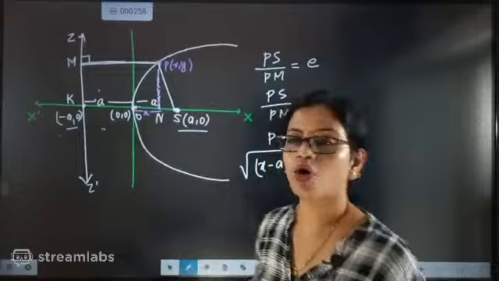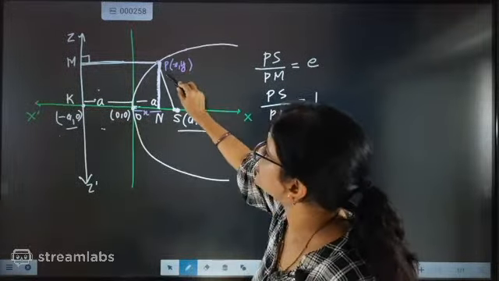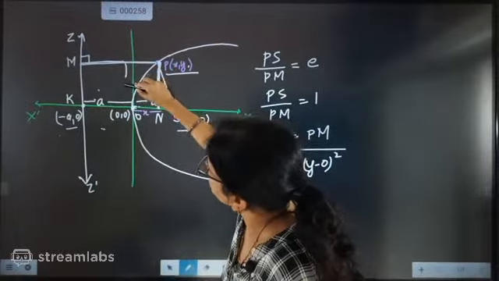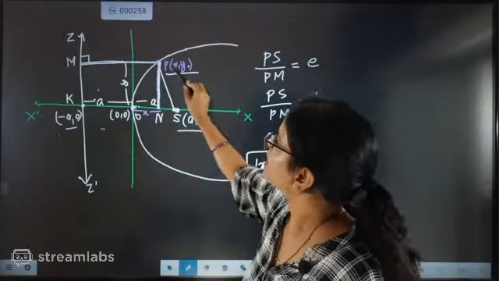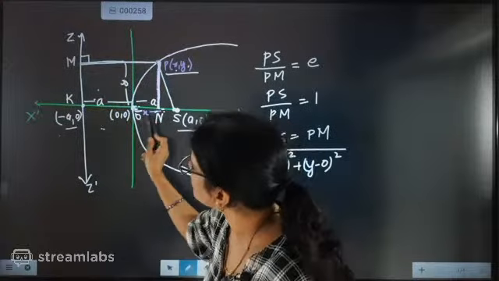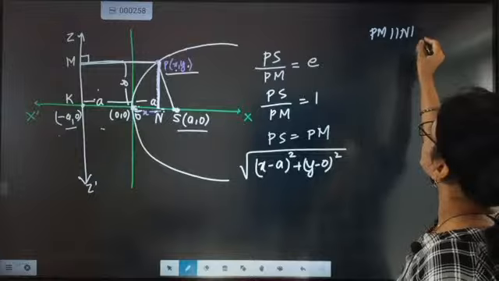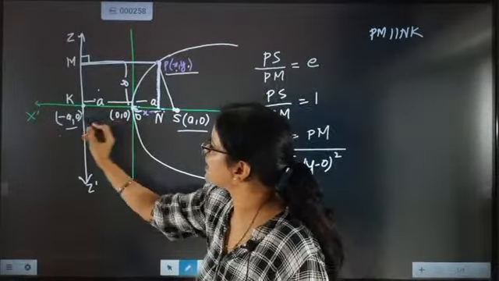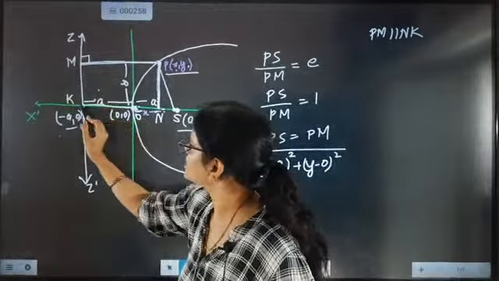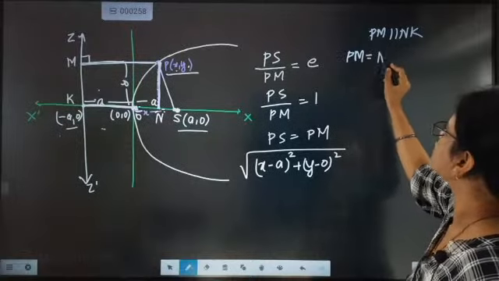So this is what I was talking about, when you draw this line, then exactly, since this point P(x, y) is there on the parabola, this distance will become y, and this point will become x, so this distance is x. PM is parallel to NK. So whatever value NK will have, the same value PM will have also. Here this width is a, this width is a, so PM will be equal to NK.